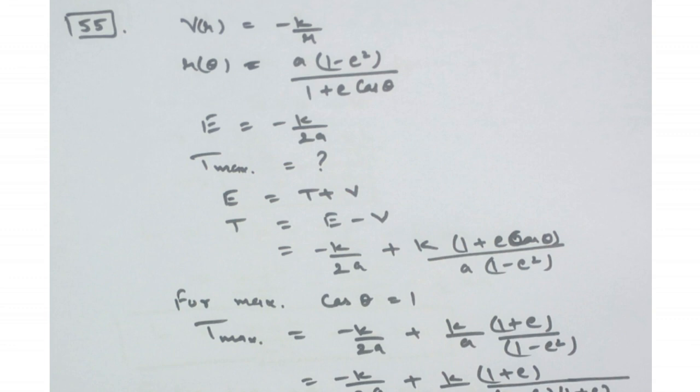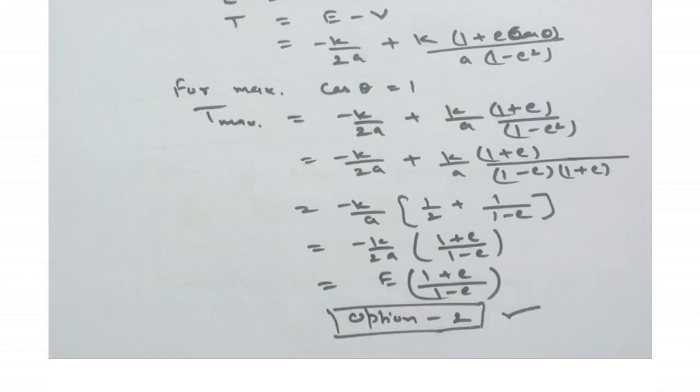So for maximum, cos theta will become 1. So here just put the value of cos theta equal to 1, and we have maximum kinetic energy equal to minus k upon 2a plus k upon a (1 plus e) upon (1 minus e) square. And now just solve this equation and we will get minus k upon 2a (1 plus e) upon (1 minus e). So here minus k upon 2a is equal to E. So just put the value and we will get capital E (1 plus e) upon (1 minus e). So here option 2 is the right answer.